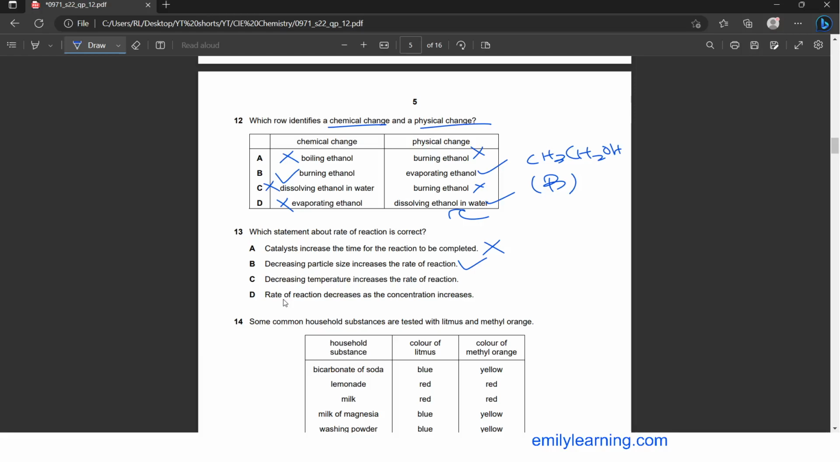So B is correct. Decreasing temperature will not increase the rate, it will decrease the rate. So this is wrong. Rate of reaction decreases as concentration increases. No, in general, when concentration increases, rate of reaction increases. So the answer is B.